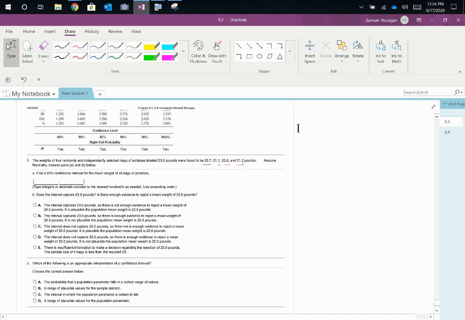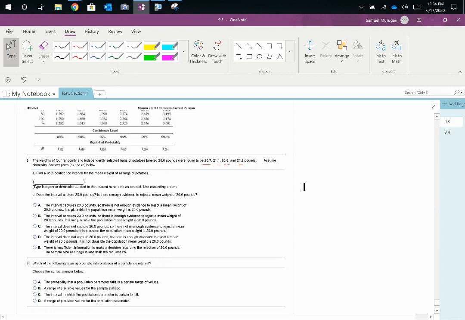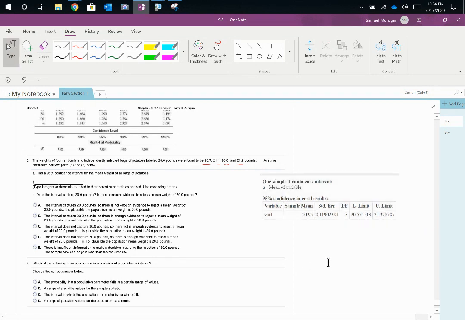You guys can also compute this with your calculator if you want, okay? No worries. So the confidence interval to the nearest hundredth, 2 decimal places, is 20.57 and 21.33. Okay, we are to find a 95% confidence interval. Does the interval capture 20 pounds? It does not. Okay, the lower limit is at 20.5 pounds.